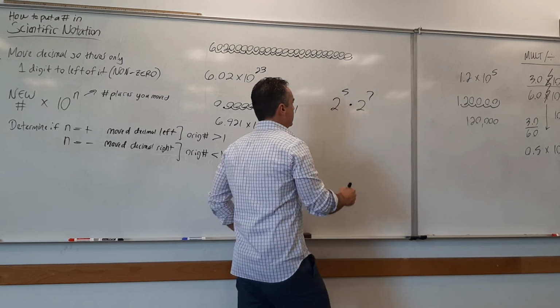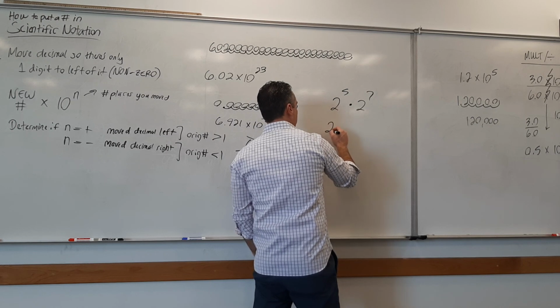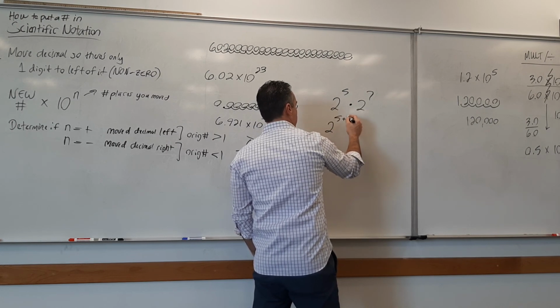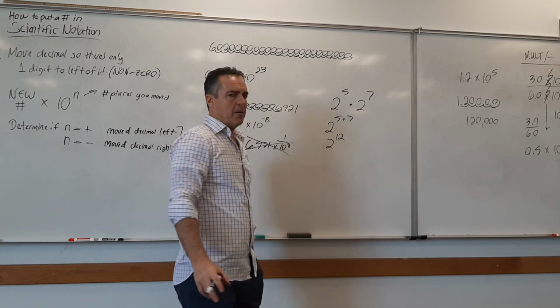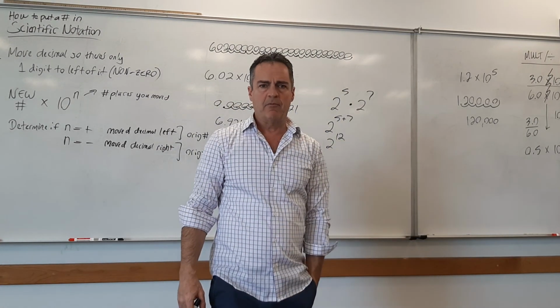So what I want you to understand is the 2's are the base. And now you add the exponents, and you end up with 2 to the 12th. Okay? You have to remember that. You don't just have to have a variable to have a base.